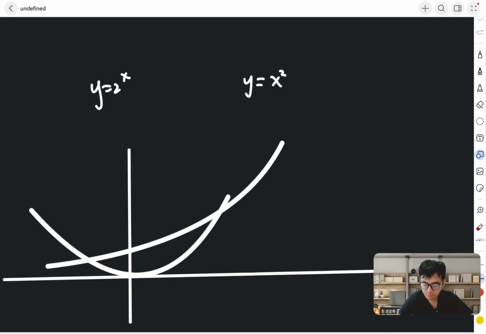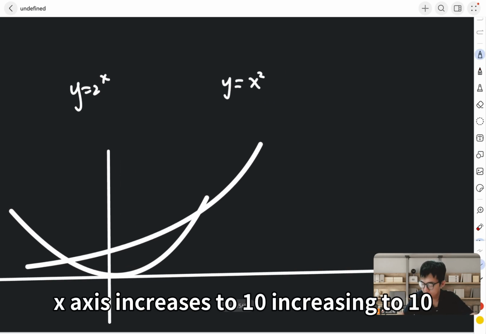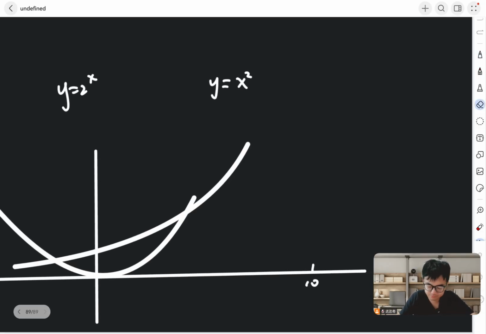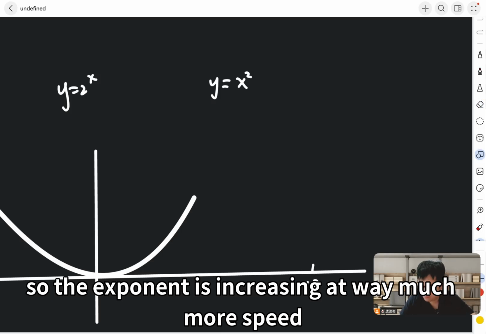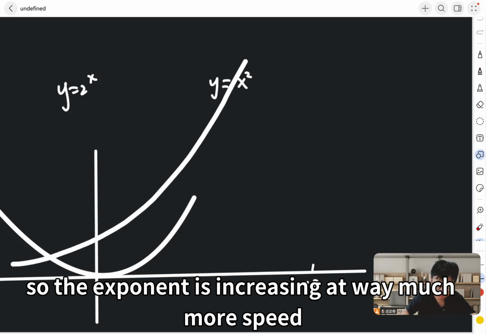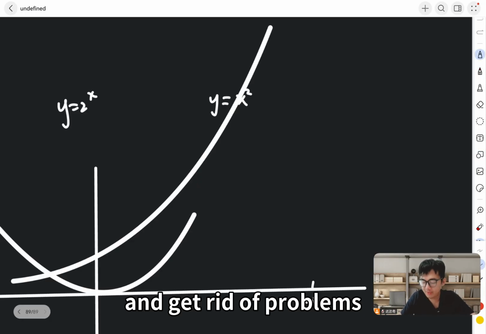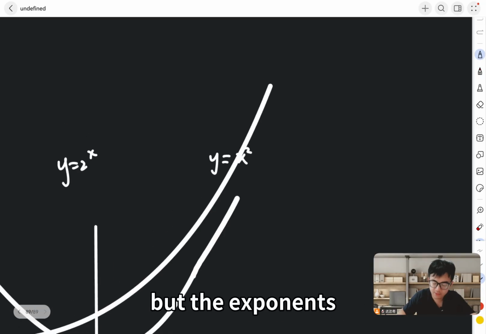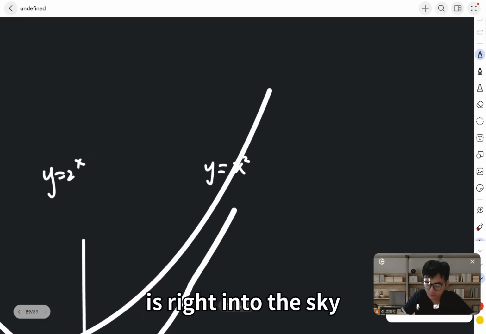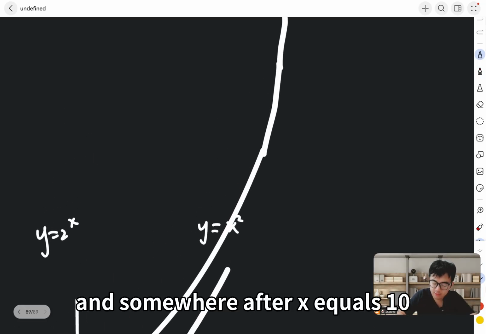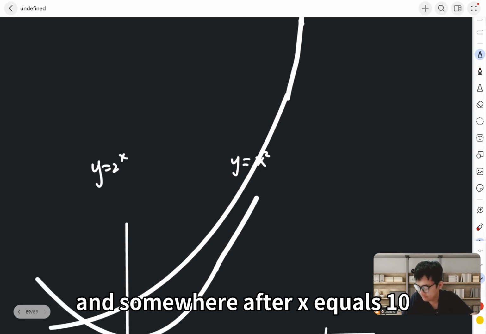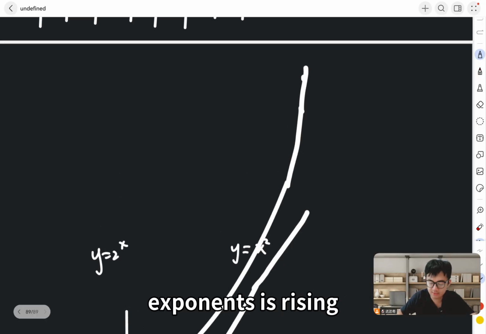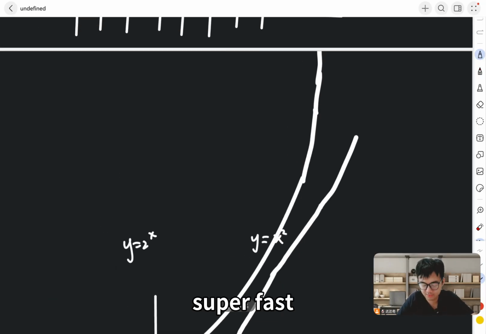But the x-axis increases to 10. The difference is there. The exponent is increasing at a much greater speed and leaves the parabola behind. The parabola is still increasing at a slow speed, but the exponent is rising to the sky. Somewhere after x equals 10, the parabola can never reach the exponent because the exponent is rising super fast.